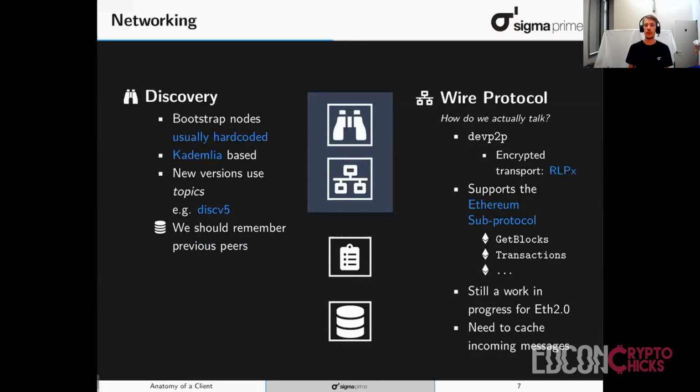And so the next component that I wanted to talk about is, of course, the interactions with the peer-to-peer network, right? A blockchain client doesn't sit in isolation. It's got to talk to nodes all around the world, other instances of its software. And of course, not just instances of itself, but other implementations of the same specification, which we'll talk about in a minute as well. So I separated this into two major components: discovery and wire protocol.